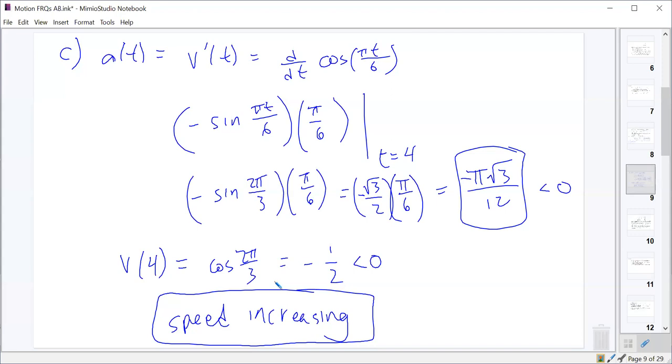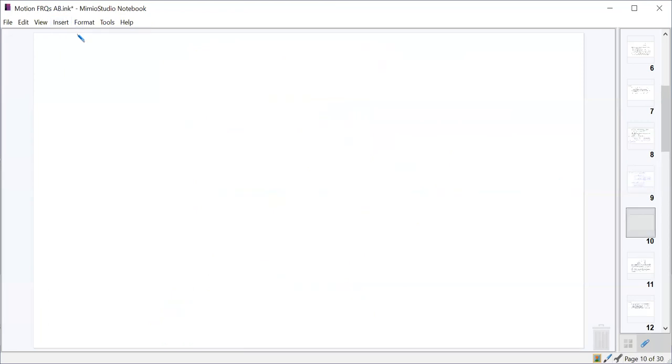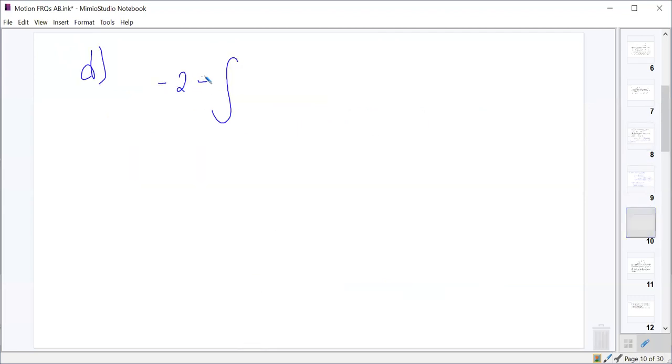Any questions there on part C? Everyone good? All right, part D. Find the position of the particle at t equals 4. So this is the one where we're going to use often our initial condition. The position at t equals 4 needs to be the initial position that we were given, which was that at t equals 0, it was at negative 2. So negative 2 plus the integral from the time that we knew the initial position, 0, to the time we're interested in, which was 4.